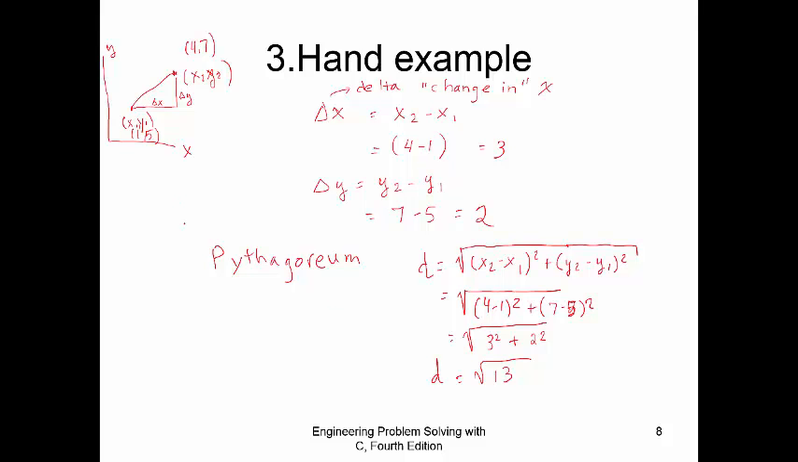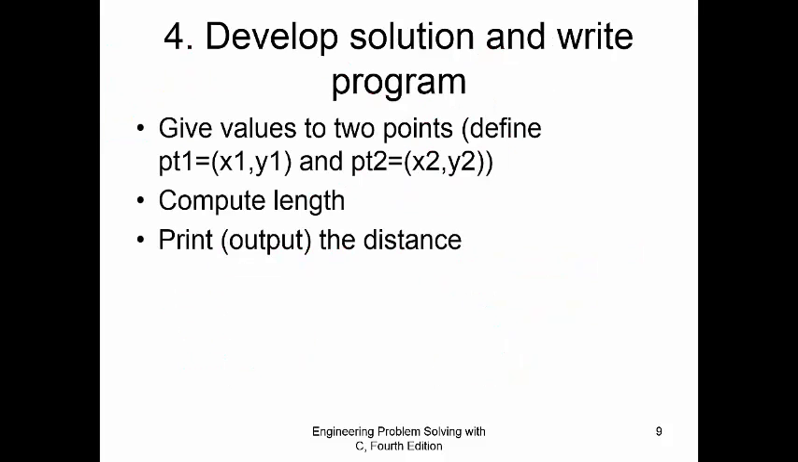There are actually 4 inputs. Inputs to my program should be x1, x2, y1, and y2. And my output from my program is distance, d. I can call it d. So here, let's take a look at the solution in the program. Step 4 says develop the solution and write the program.